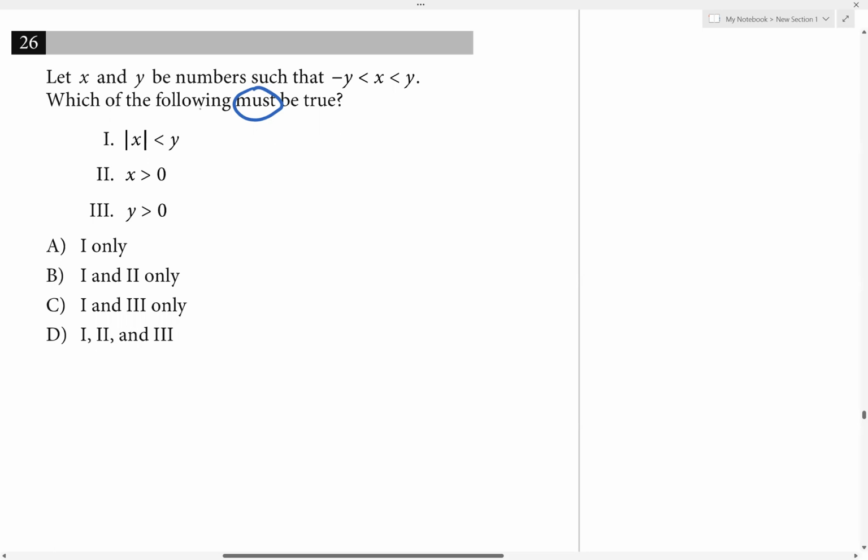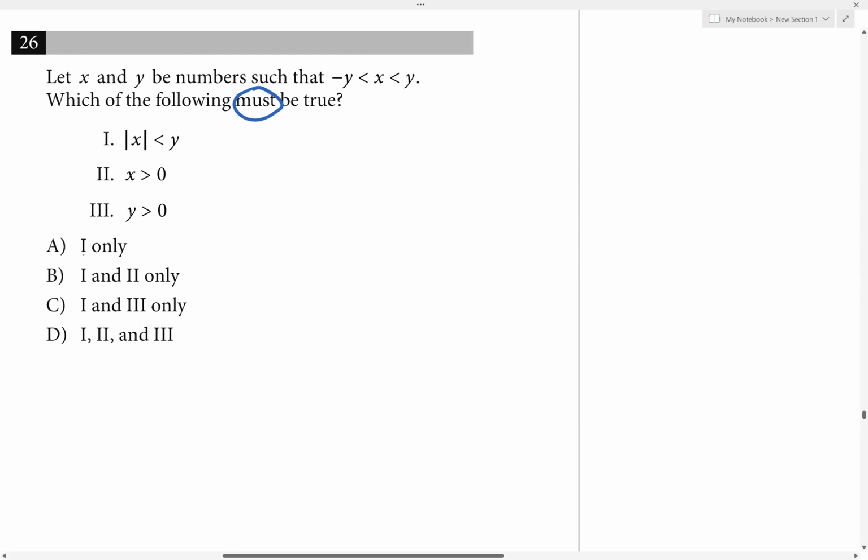So, for this one, if the question says which one must be true, what we can do is try to prove it wrong. Okay, we can try to find a counterexample, right? If we can find one scenario where the answer is not true, then we can eliminate the whole answer choices. That's what we're trying to do. And also for a Roman numeral question, you can always try to eliminate wrong answer choices as we go.